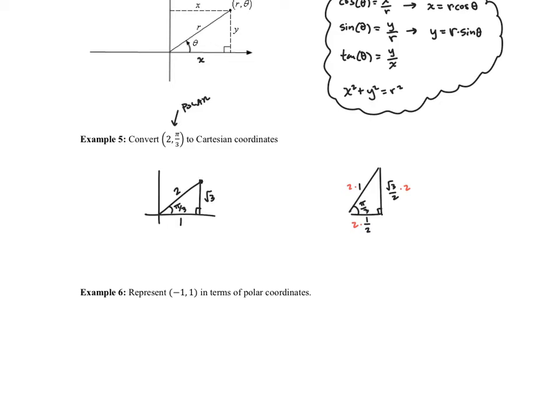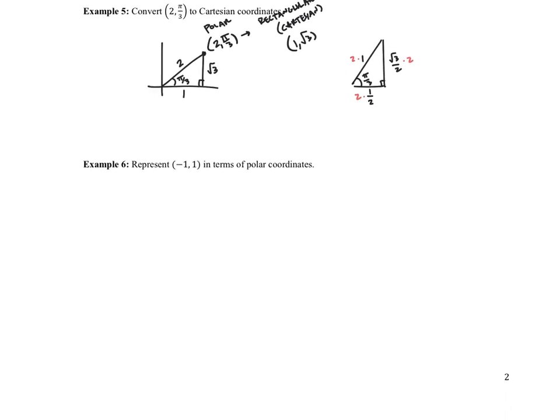So this point, which was the point 2, pi over 3 in polar, has now been converted to rectangular or Cartesian. Okay, those two descriptions are synonymous. Cartesian form. Okay, that point in Cartesian form is 1 comma √3. So you can see how the unit circle obviously is helpful here. Let's look at another example.